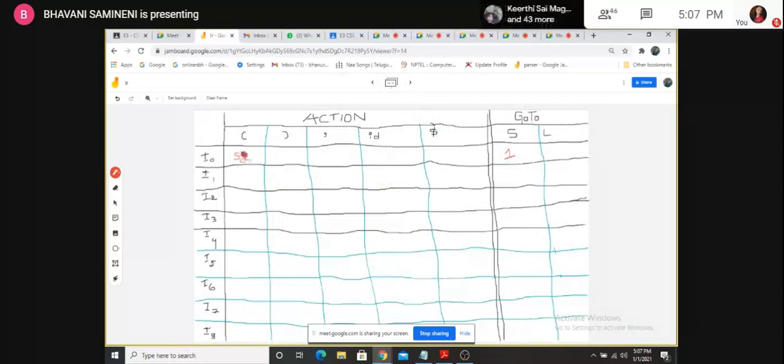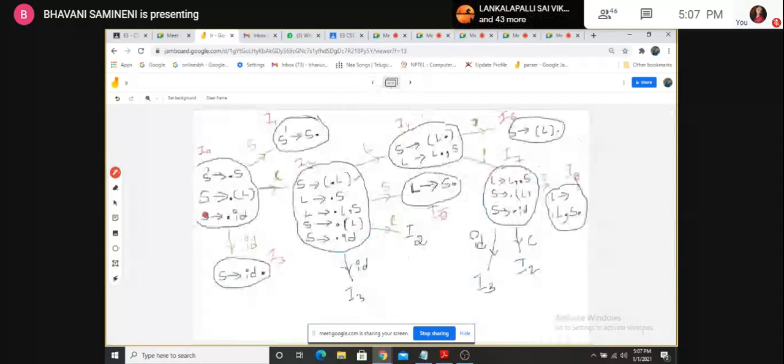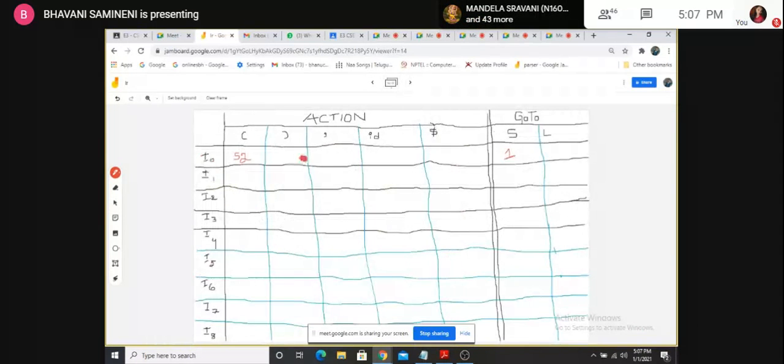You have to perform the shift action, and you have to move to the I2 state. Next, I0 on ID, shift action, and you have to move to I3. Okay, I0 on ID, you have to shift this ID and move to S3.